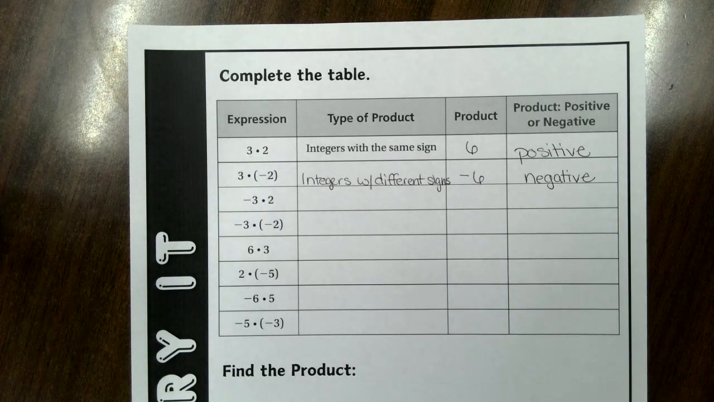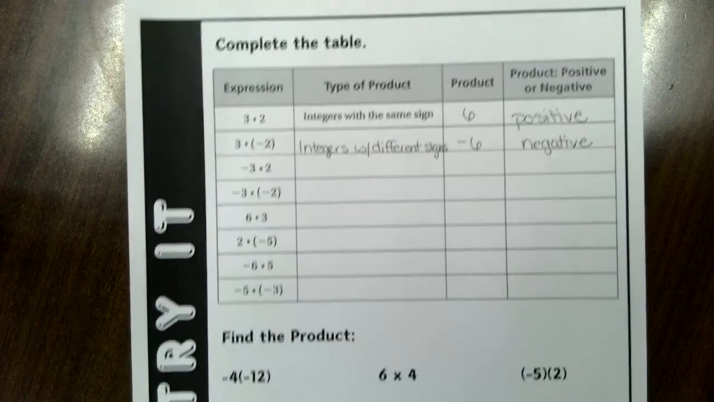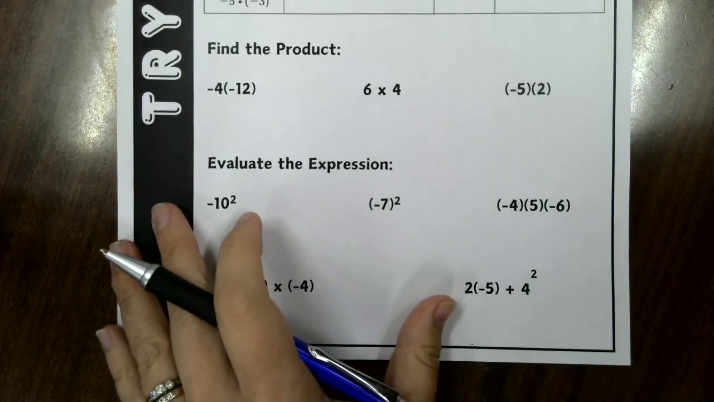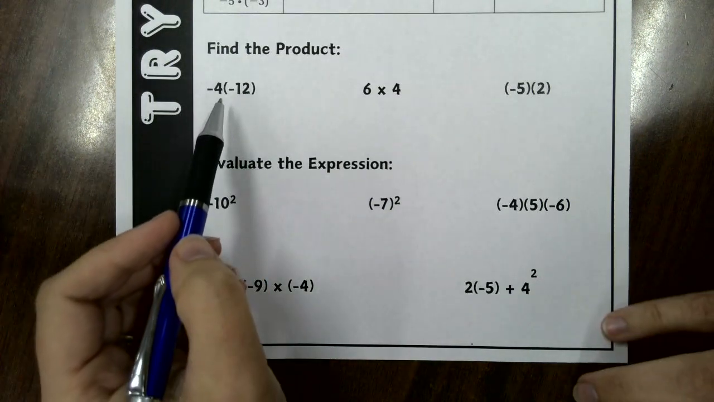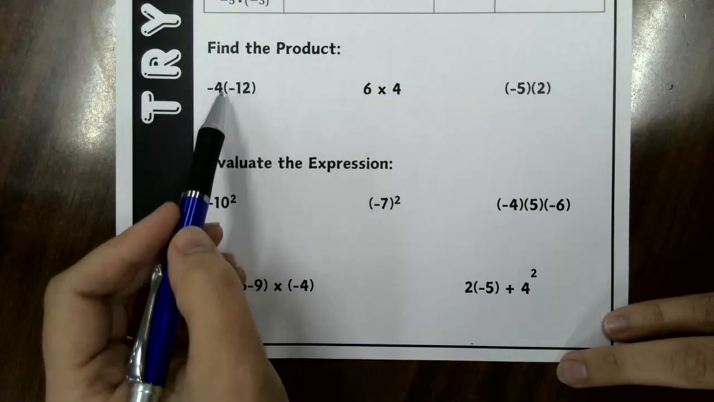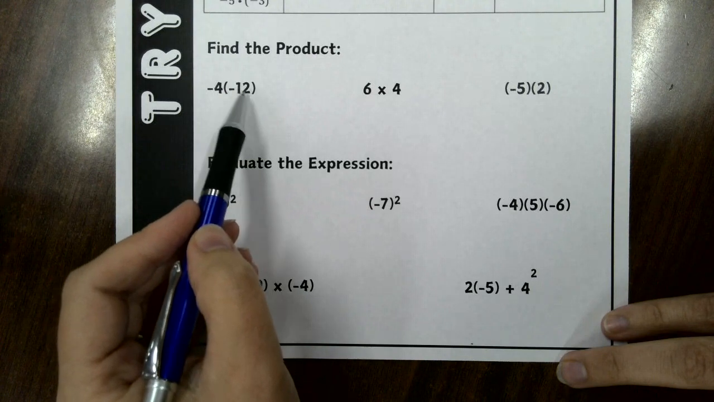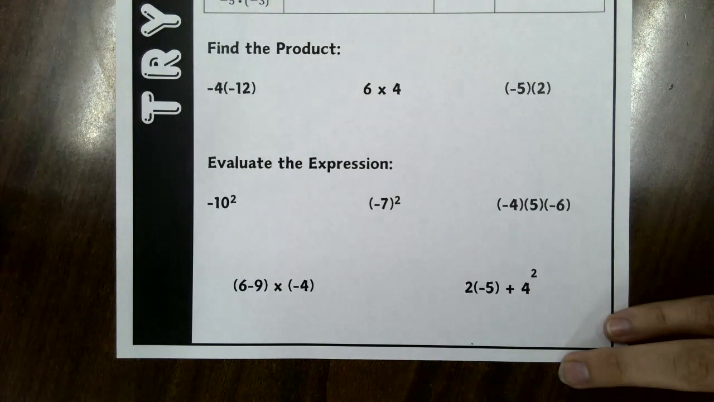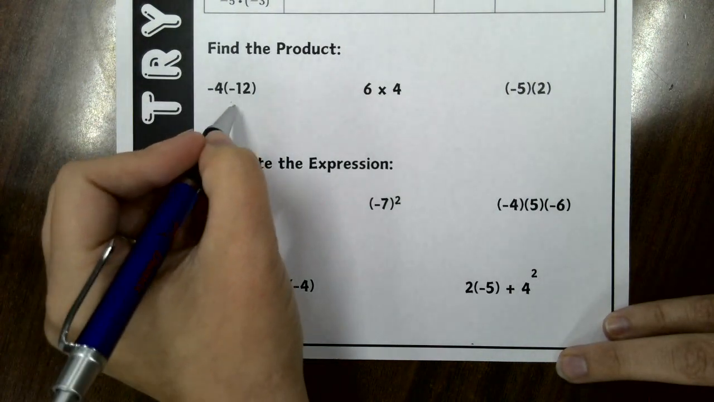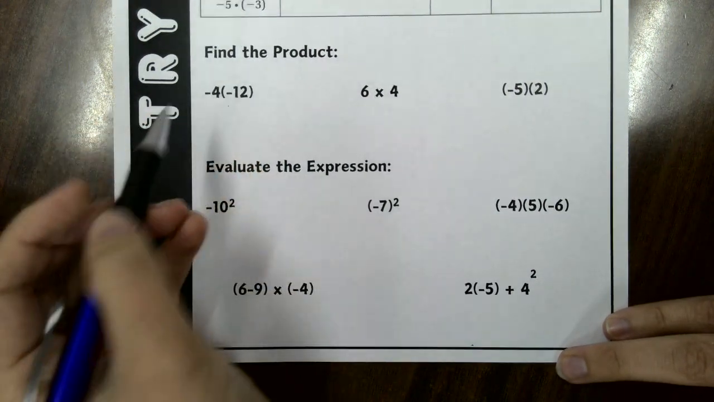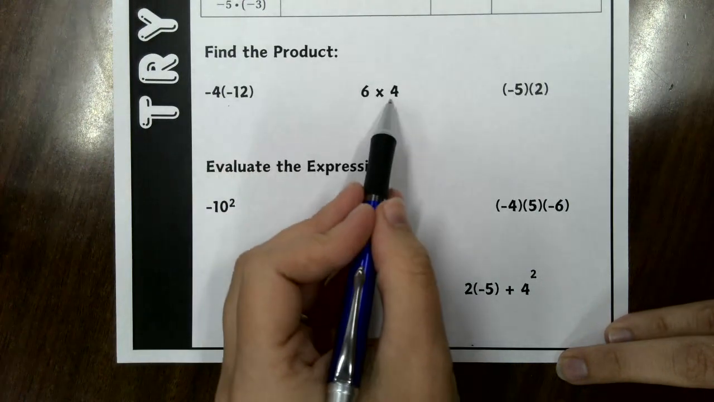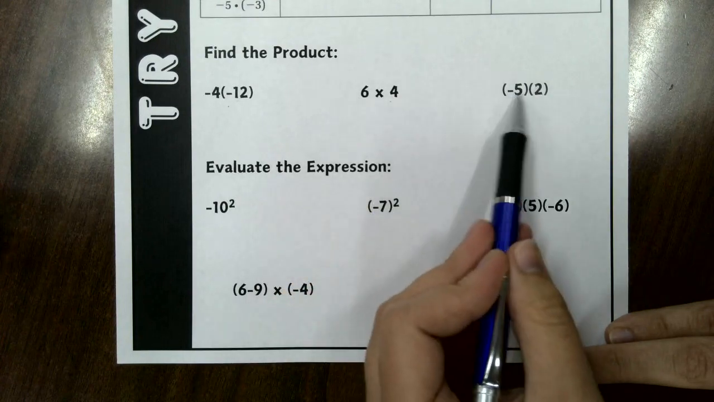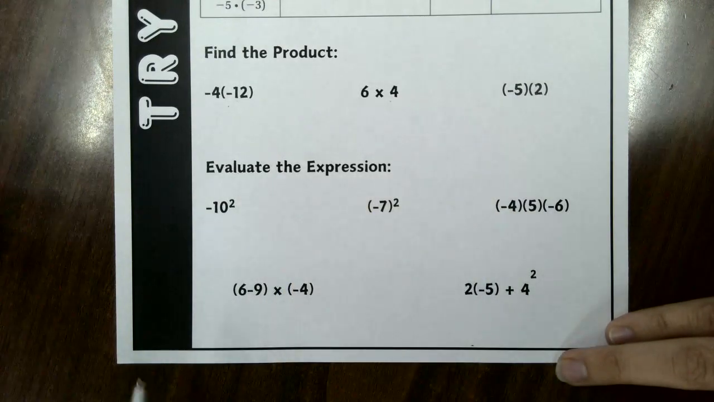Okay, so you should have completed the whole table. We will discuss that in our recap, but we're going to move down here to find the product. So if I am multiplying negative 4 by negative 12, then they are both negative numbers. So I know that my number is going to be positive. So you are going to try to figure out what are the answers to these products. These both have the same sign, different sign. So what is that going to lead to?